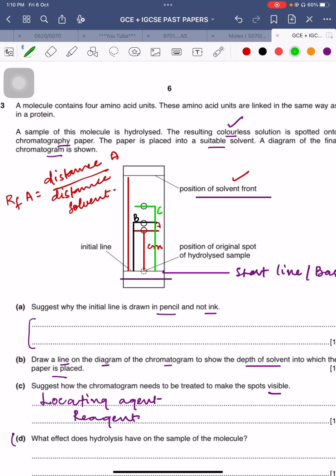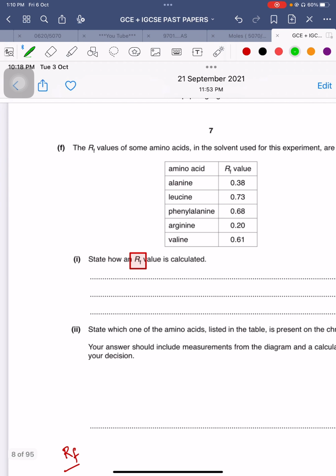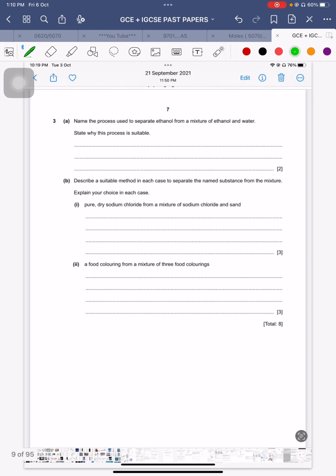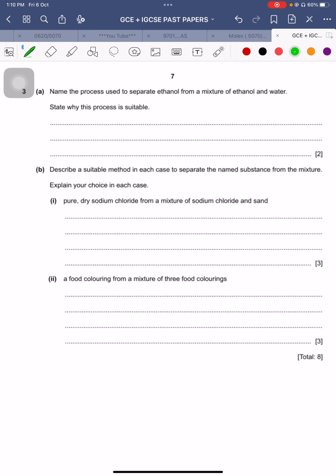Hence, in this way, you will be able to find out three different RF values, and then you are going to compare them with these values. Okay, and then you will say that this is present over there, either it is A, B, or C, but this is present in that chromatogram. That's why we are able to say this. And how are we able to say this? By using these measurements.